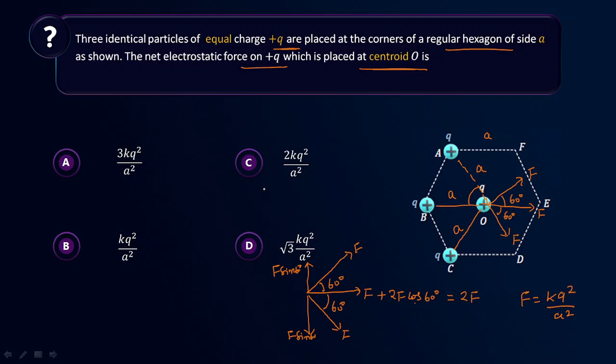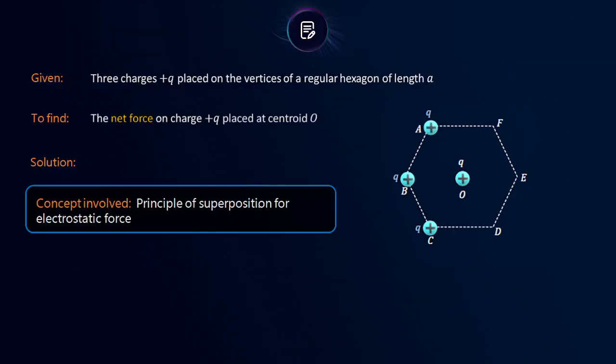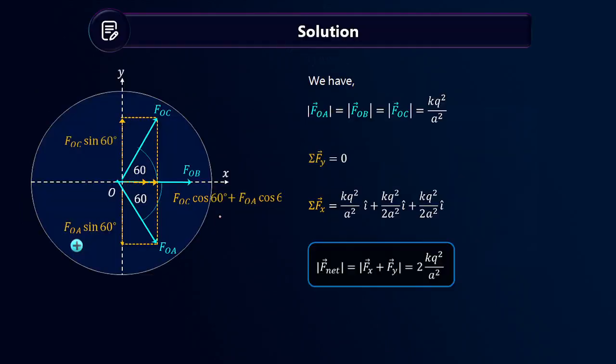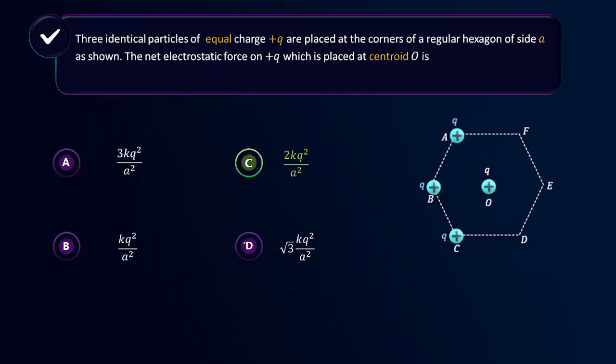So we can write the final answer is how much? 2K Q square by A square. Simple, easy, right? Once we understand the concepts of electrostatics, this is a very simple topic and questions are asked from these topics. So three charged particles are there. Again here multiple charged particles are there. So we have to use the principle of superposition for electrostatics, and we can find the electric force due to all the three charges, and we have to do the vector addition as we had done, right? So F net will be equals to twice of K Q square by A square. Simple, easy. So the correct answer will be C.